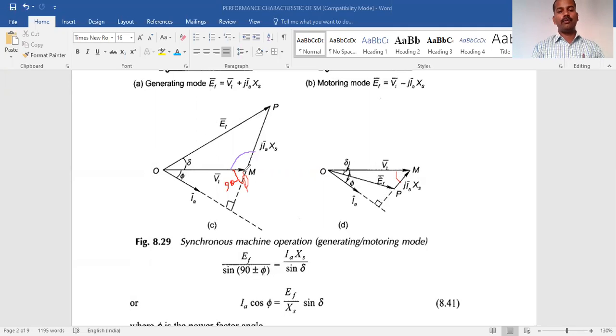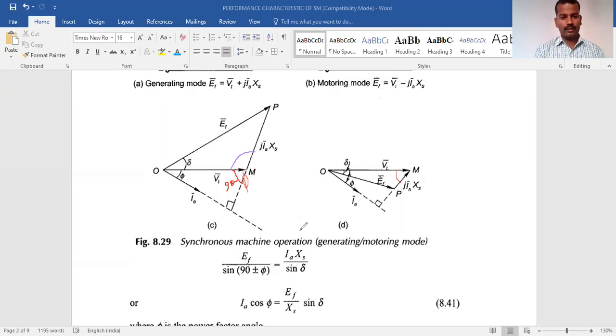EF, this side, divided by the sine of its opposite angle, sine of 90 plus phi, will be equal to simply IAXS upon sine delta. This is IA XS, this branch side, and delta is its opposite angle, and the sine will be sine delta. In any triangle, there is a theorem: the ratio of a side to the sine of its opposite angle will be equal to the ratio of the other sides to the sine of their opposite angles.